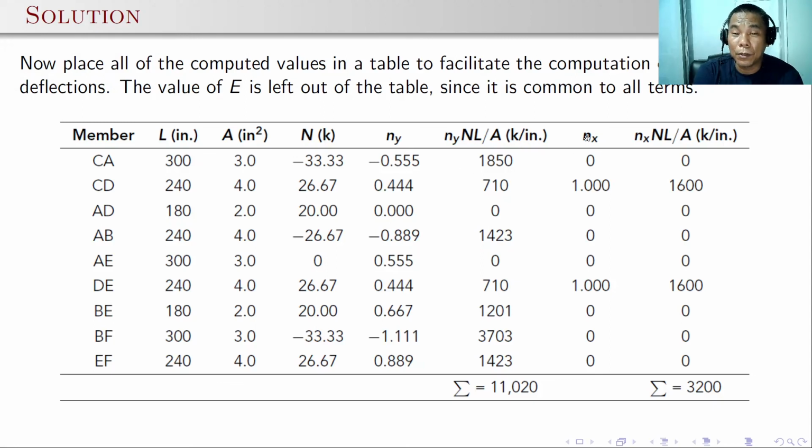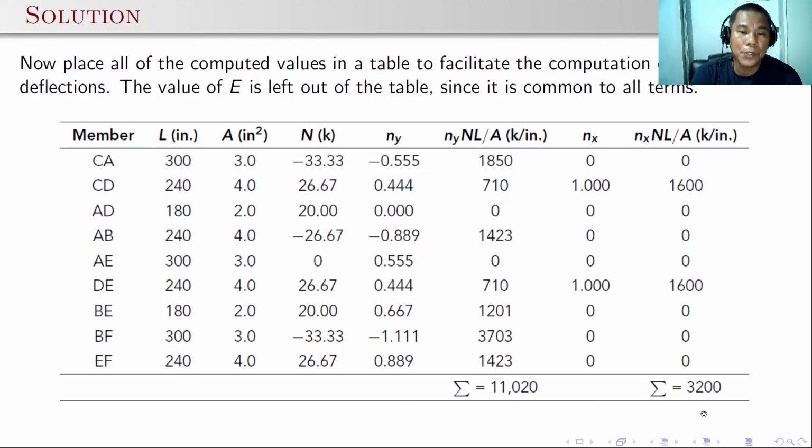And then you can also write n_x, that is the internal force of the truss due to the unit load applied at E horizontally. And then you can compute n_x N L over A. In this way, this is easier to do. After that, you can sum up these two columns, all the n_y N L over A and the n_x N L over A. The first summation is equal to 11,020. The other one is 3,200.